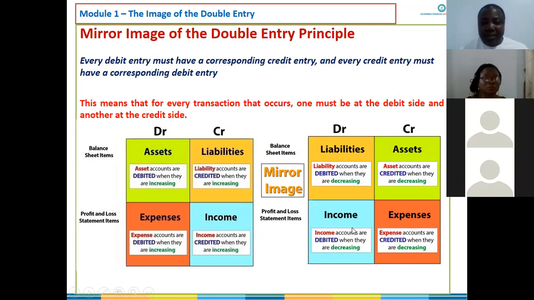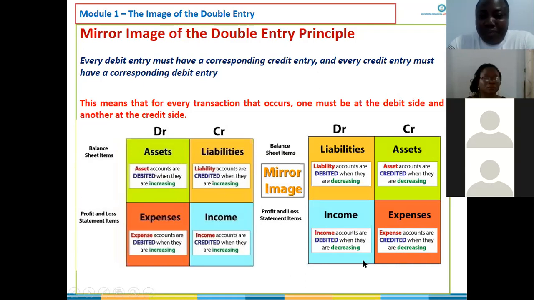Now let's come here. Then in the profit and loss statement again, income accounts are debited when they are decreasing. Which means that when your income is reducing, or let's say you go and withdraw money from your account in the bank, you debit the account, you are reducing the money at the bank, for example. Then expense accounts are credited when they are decreasing. Maybe we will look at an example like that, but sometimes it's very difficult to get your expenses decreasing. But mostly if you have it, then it becomes like a set-off.